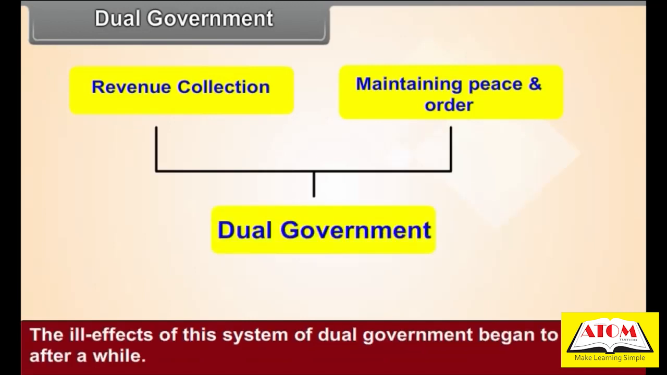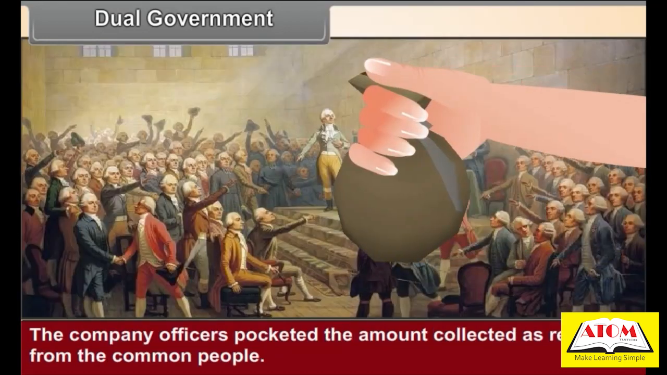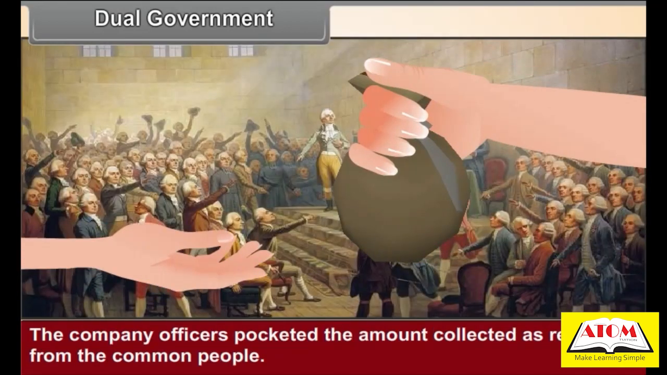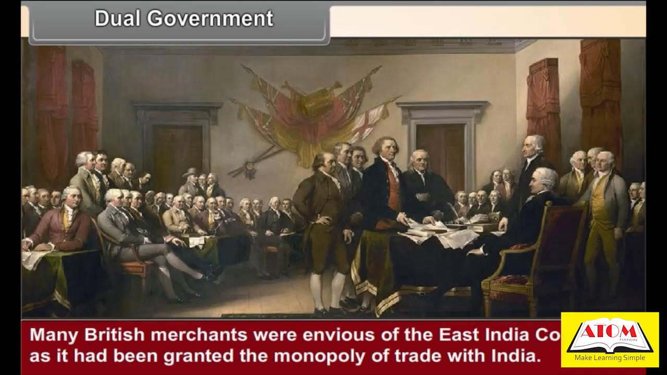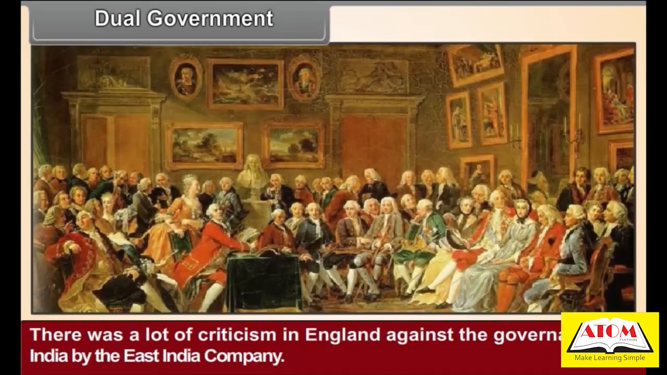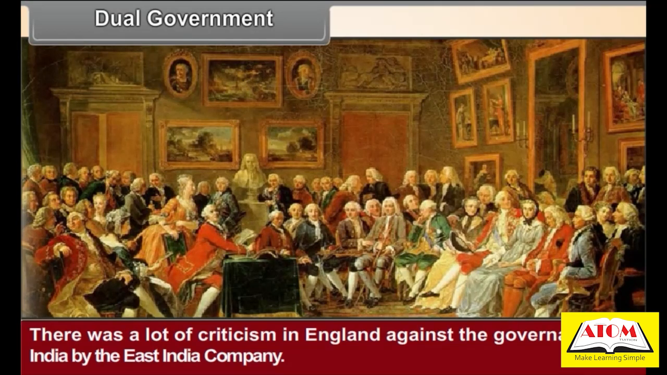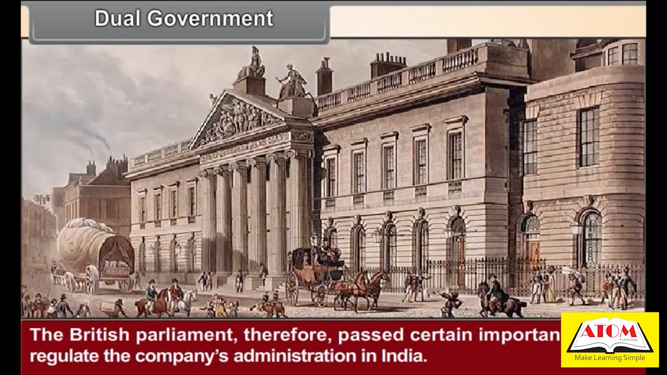The ill effects of this system of dual government began to surface after a while. The company officers pocketed the amount collected as revenue from the common people. Many British merchants were envious of the East India Company as it had been granted the monopoly of trade with India. There was a lot of criticism in England against the governance of India by the East India Company. The British Parliament, therefore, passed certain important acts to regulate the company's administration in India.